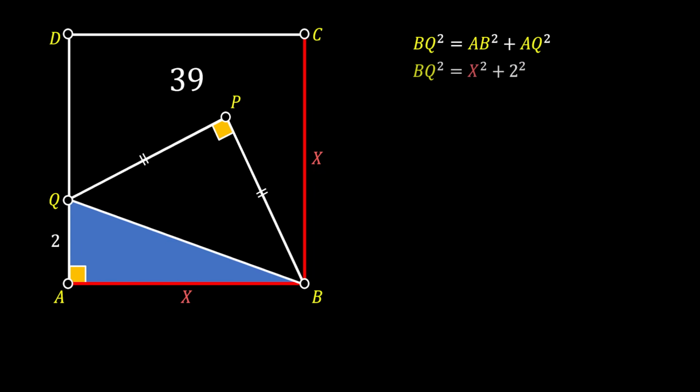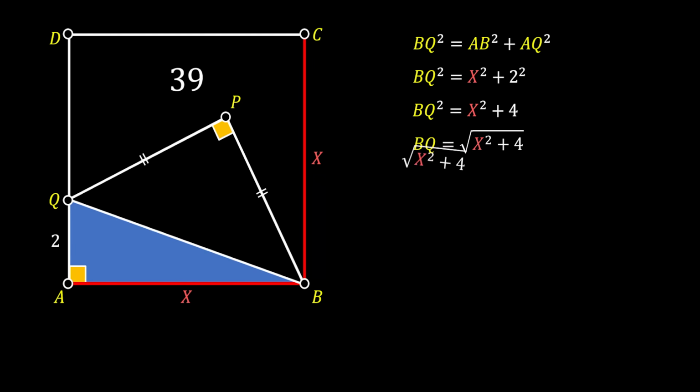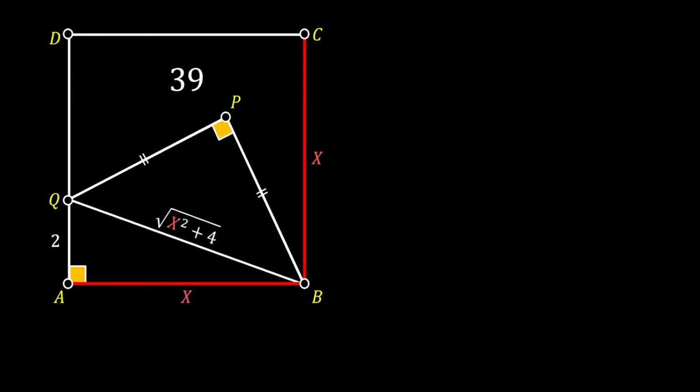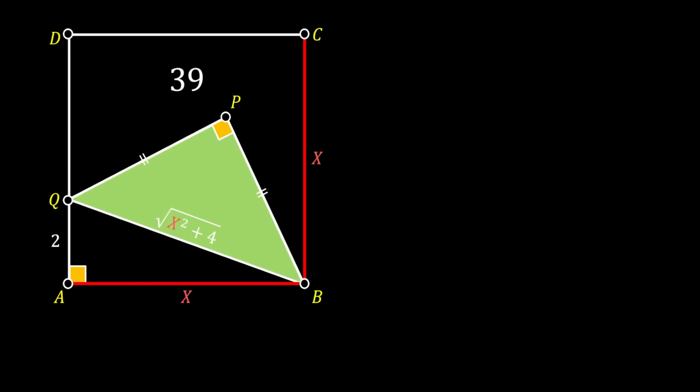and we can substitute the values for those two legs from our sketch. We can work through this and simplify, and we will get that BQ equals the square root of the quantity x squared plus 4, and let's also put this value into our sketch. Now let's simplify this a little bit and let's take a look at the triangle BQP. This triangle is actually an isosceles right triangle, so it must represent the half of the square. And we can use this fact in our favor.